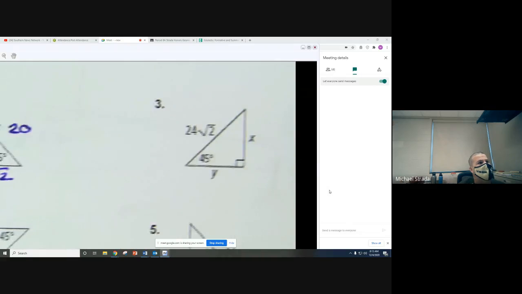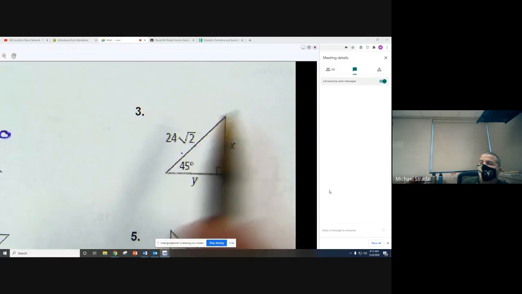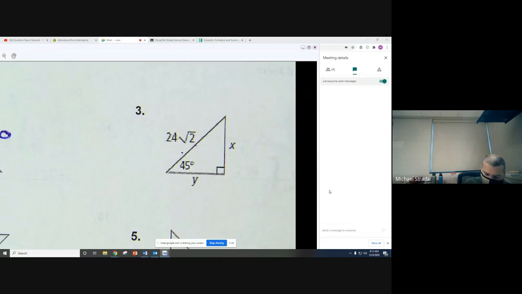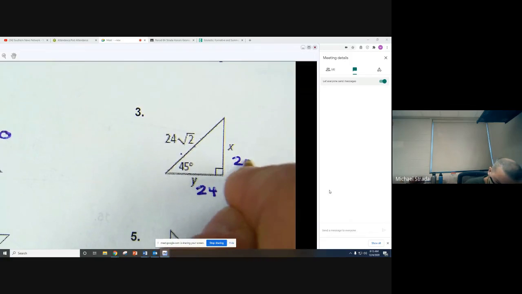If we look at number 3, now they're giving us the hypotenuse, which is 24 root 2. Well, if we take away the root 2 from the hypotenuse, we just have the number 24, and that's both of your legs. So both of your legs would be 24.